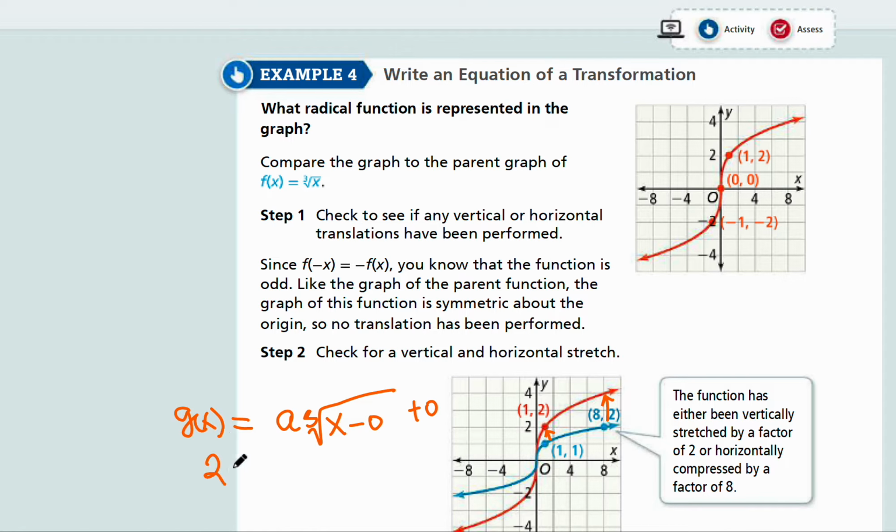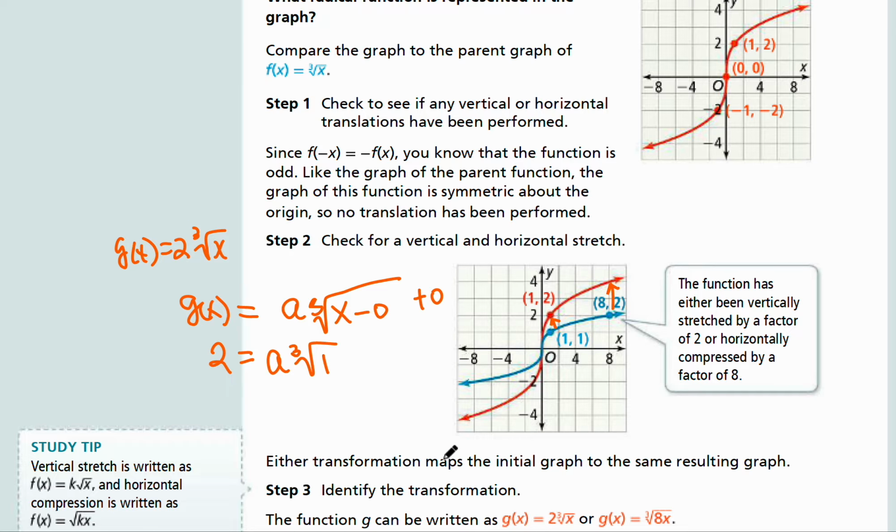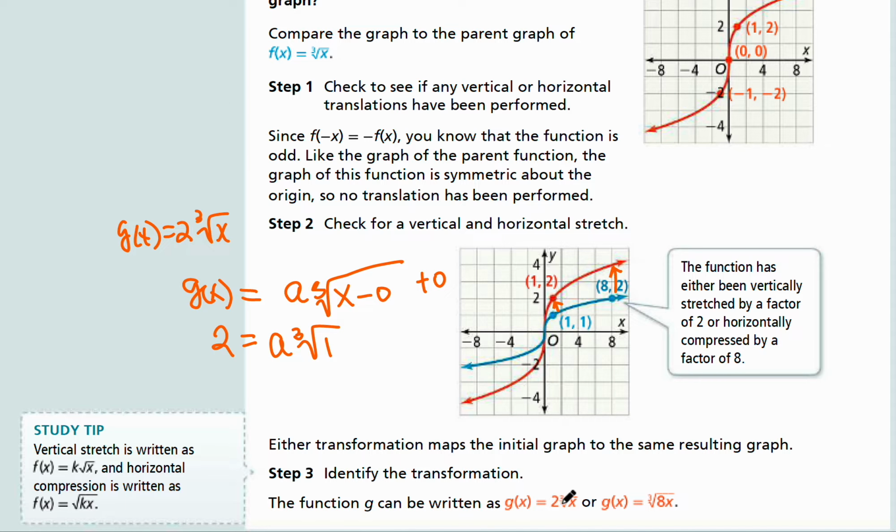We know 2 is equal to a times root 1. And root 1 is 1. So a is just 2, right? So then your g of x equation is just 2 cube root of x. Okay, so the function g can be written as g of x is equal to 2 cube root of x, or you can put 2 into the root by cubing the 2, and then writing it in a different form.